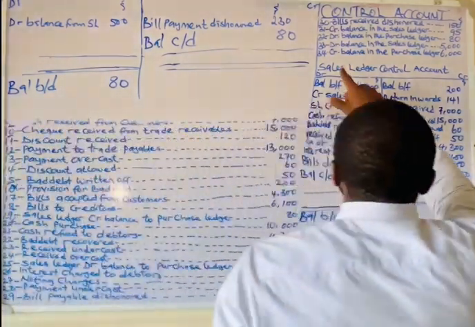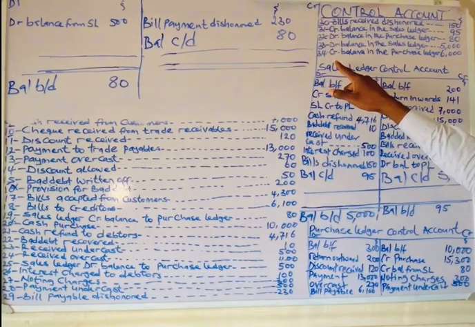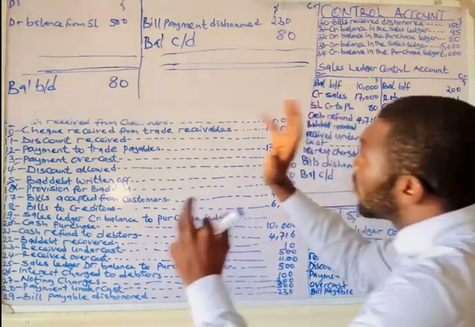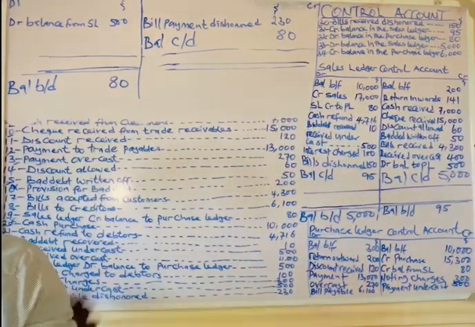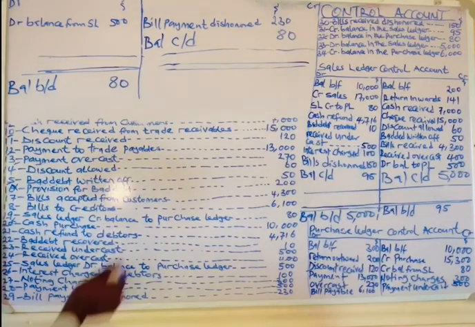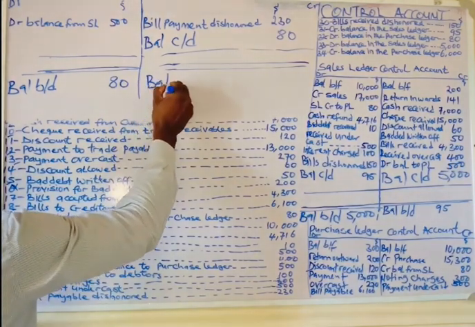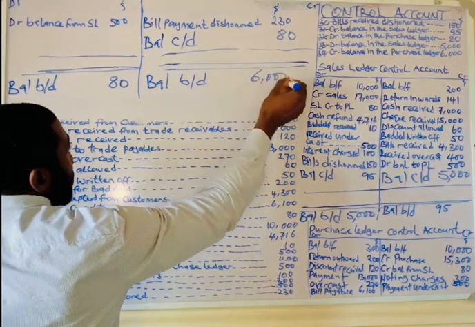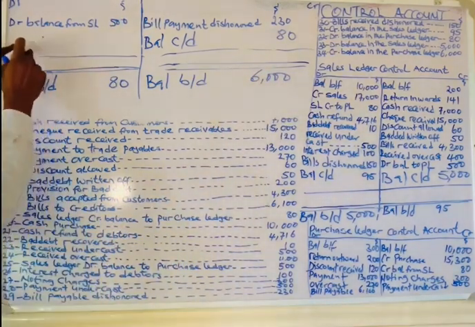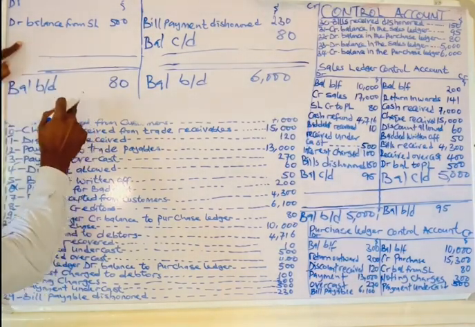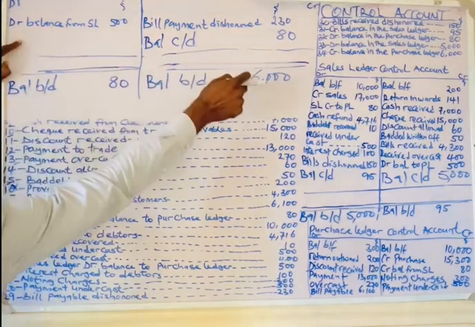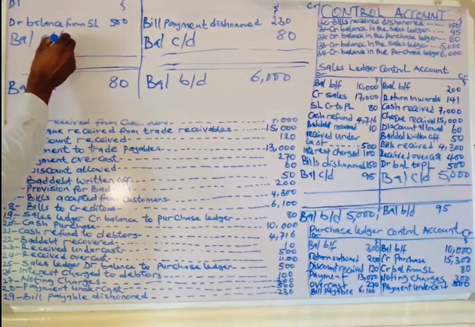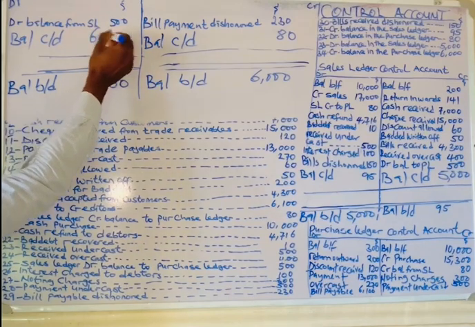Then let's go to the next item of the question. Credit balance in the purchase ledger, $6,000. You go to your purchase ledger control account, a credit balance of $6,000. That is the balance BD, balance brought down of $6,000. Then it must be at the credit side as balance carried down. Then it is the balance carried down that will be brought down. So here at the credit side, we will have balance CD of $6,000.